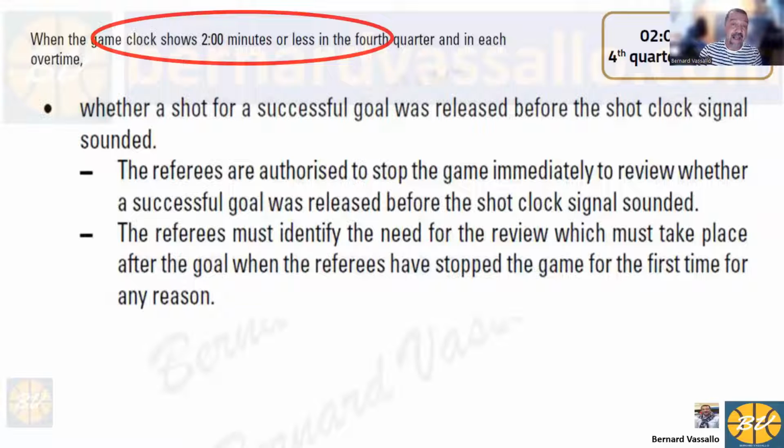Therefore, there was an attempt for goal, the shot clock has sounded, and the referees could review the play to make sure that the shot was released by the shooter before the 24-second signal sounded.